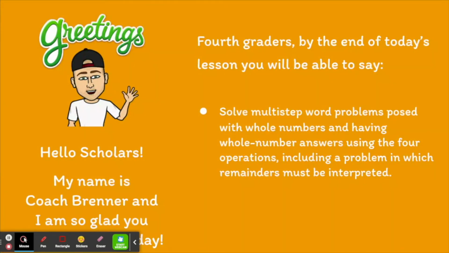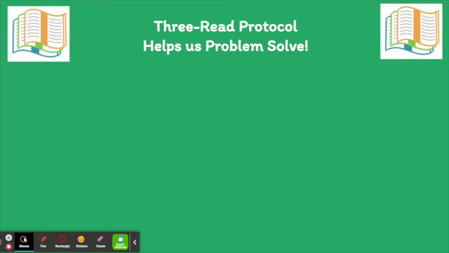All right, so let's look at what we're working with today. So 4th graders, by the end of today's lesson, we're going to be able to solve those multi-step word problems posed with whole numbers and having whole number answers using 4 operations, including a problem with remainders that must be interpreted. Before the question, we're going to look at this 3-read protocol because it's going to really help us solve this problem. And you've used this in your classrooms throughout the school year.